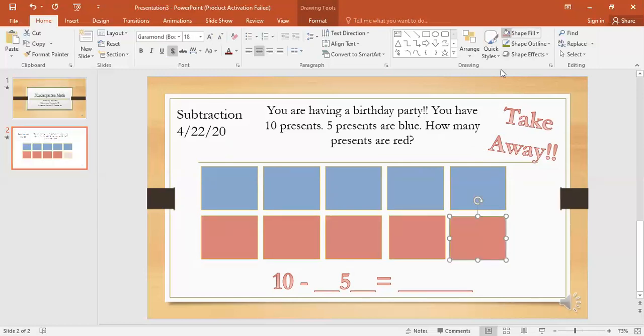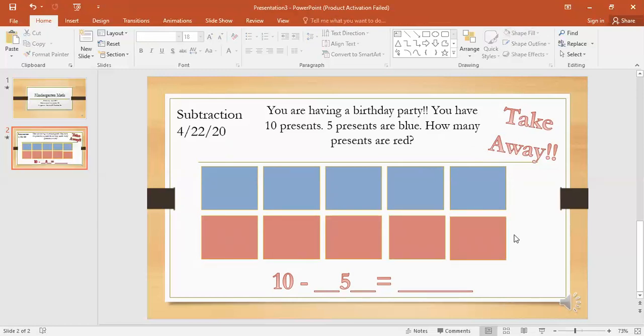So now that I have these red presents, how can I figure out how many I have? Good, did you say count up all the red presents? Okay, let's try that. Count with me how many red presents we have. 1, 2, 3, 4, 5 red presents. Okay, so I know that we had 5 blue presents. And now I know that we have 5 red presents.